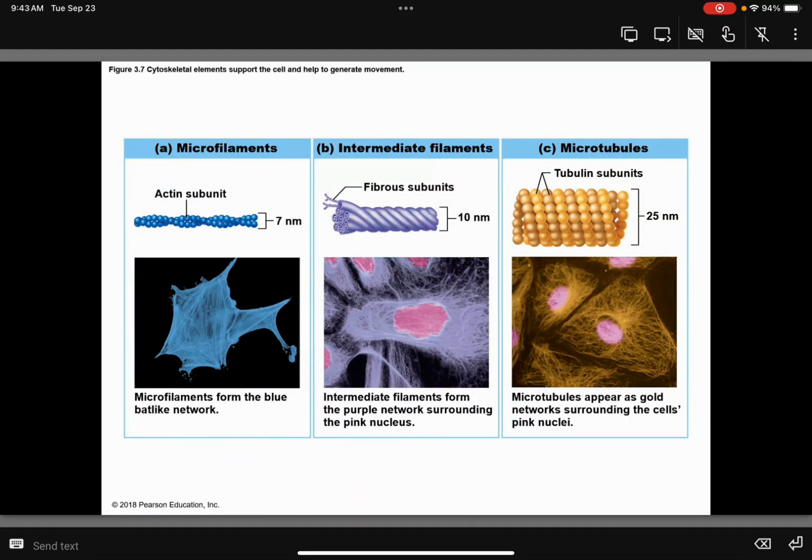So, again, that picture is in your book showing the difference in them.